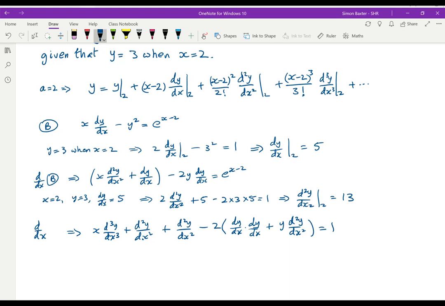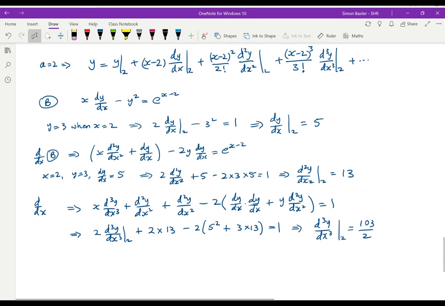We've got all the different values to put in. X is 2, d3y by dx cubed at 2, plus, I've now got 2 lots of d2y by dx squared, which is 13, minus 2, dy by dx is 5, so that's 2 times 5 squared, plus y is 3, d2y by dx squared is 13, equals 1, and with a little bit of arithmetic, we should be able to discover that d3y by dx cubed, when x is 2, is equal to 103 over 2.